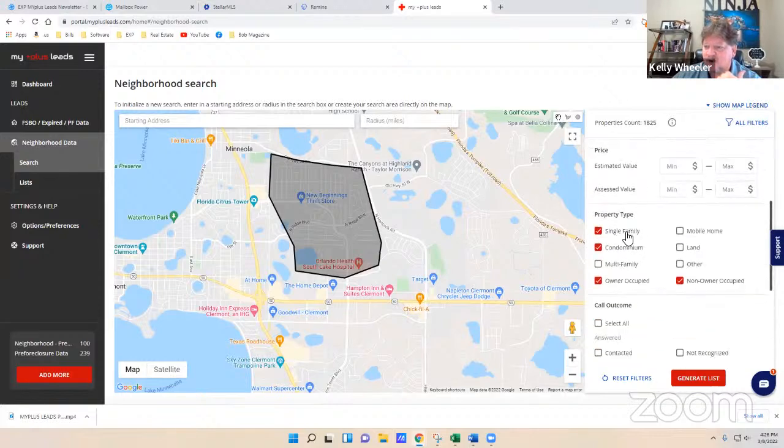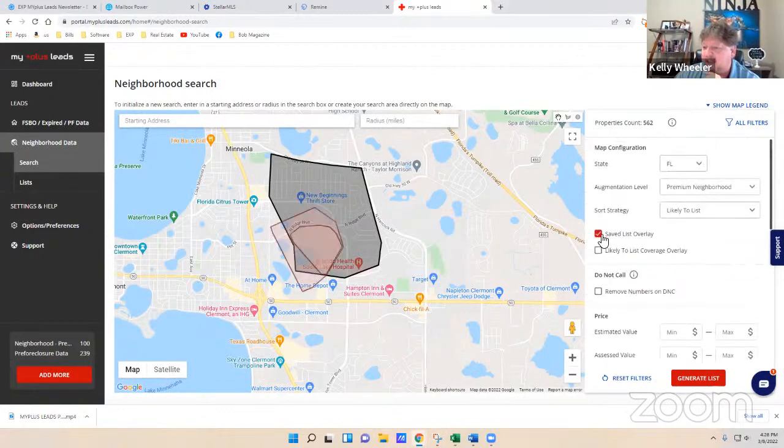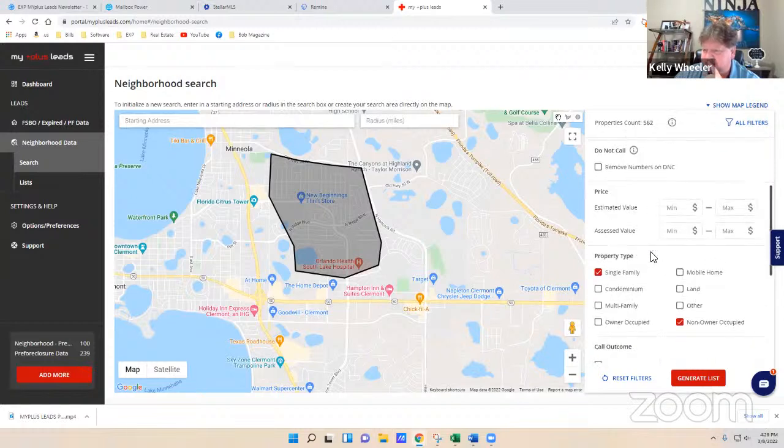And now I want to go ahead and do non-owner. Let's see how many. Now perfect. Brian, did you see that? 562. Awesome. Now I don't want condos. I'm going to just do single family homes and it should be the same. And then over here, I'm going to do likely to list. Ooh, don't want that. I'm going to make sure I'm in premium neighborhood. Home value, I'm going to say 300K minimum.